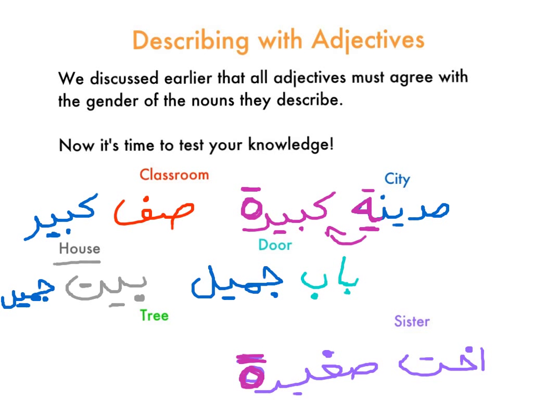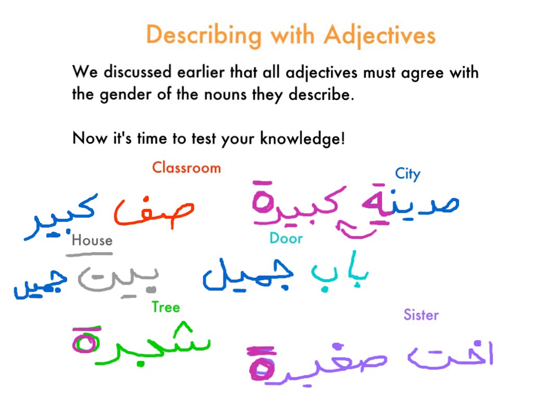Now we have the word shajara, which means tree. And you see the ta marbuta at the end. So because shajara has ta marbuta, it's feminine. So we write the adjective feminine too. So we say shajara tawila, which means tall tree.